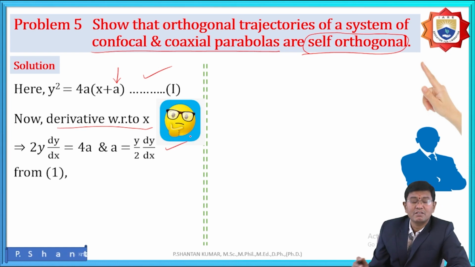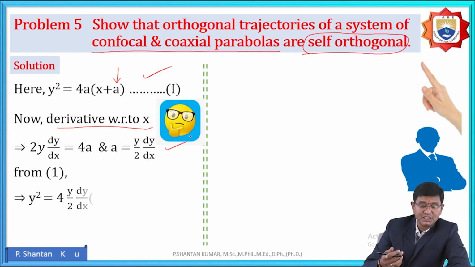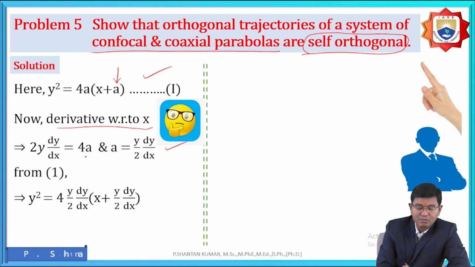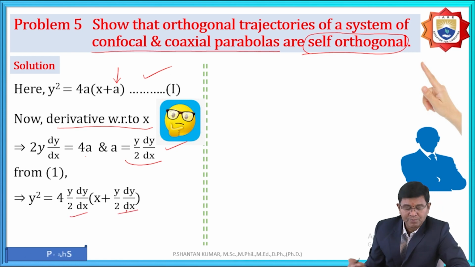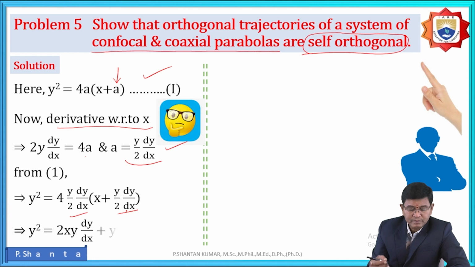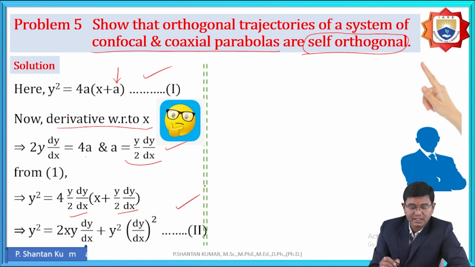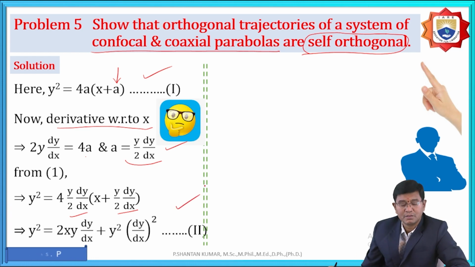From equation 1, we need to replace in the given equation, that is y square is equal to 4 into a into x plus a, where a is equal to y by 2 into dy by dx. And after the simplification, we obtain the given differential equation. That means the elimination of the arbitrary constant is over.